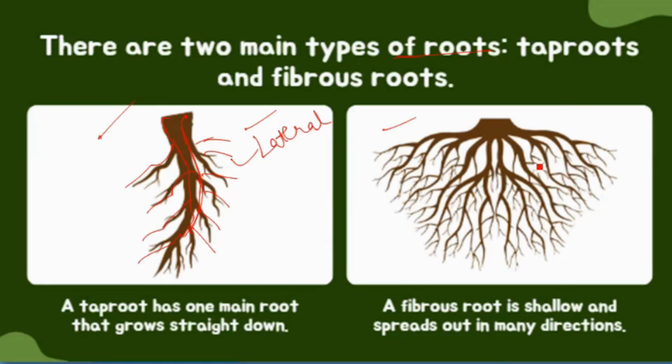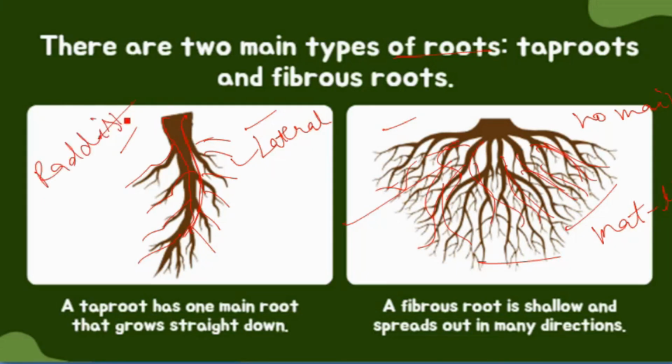For fibrous root, there is no main root. And here is a mat-like structure. It looks like a mat. Same roots are everywhere. They are forming like a mat or we can say a net. So there is no main root. This is the fibrous root. Taproots are found in radish, carrot, etc. And these fibrous roots are found in wheat, grass, etc.